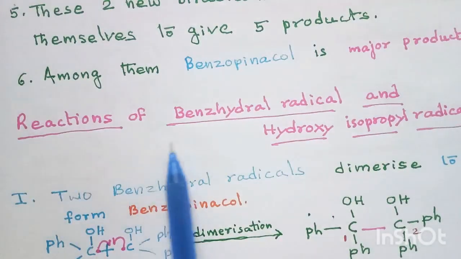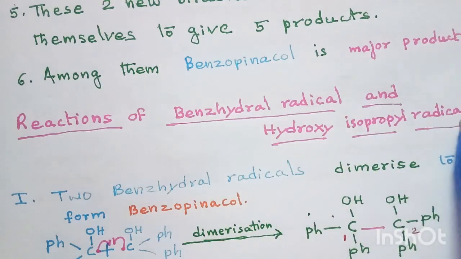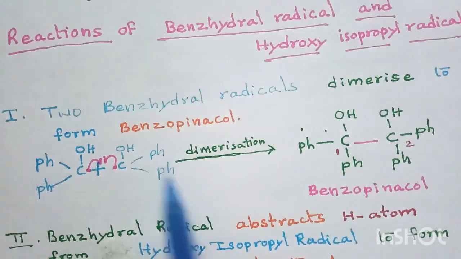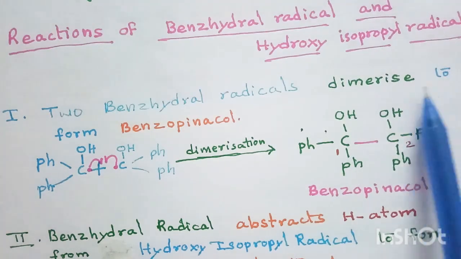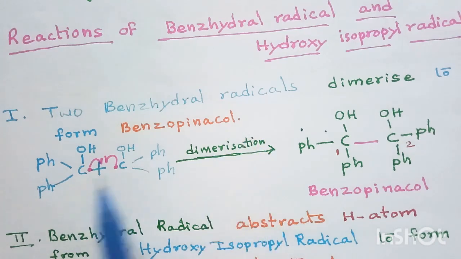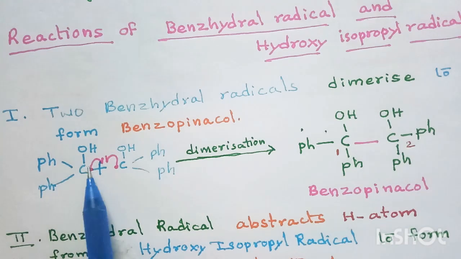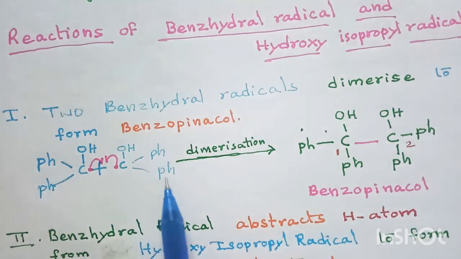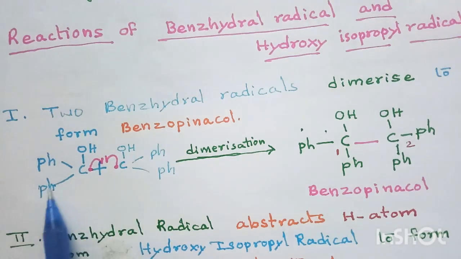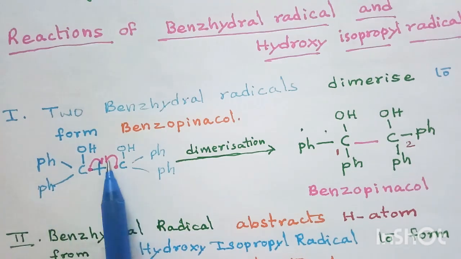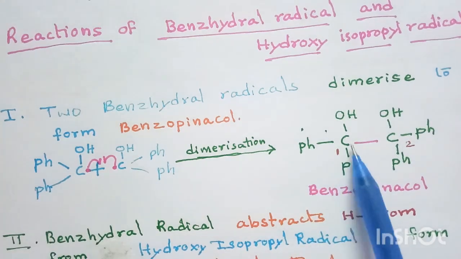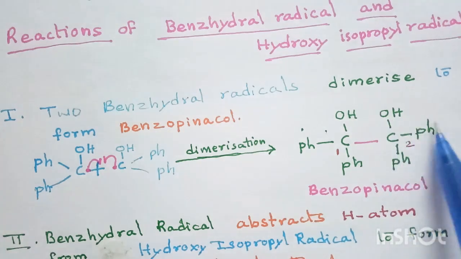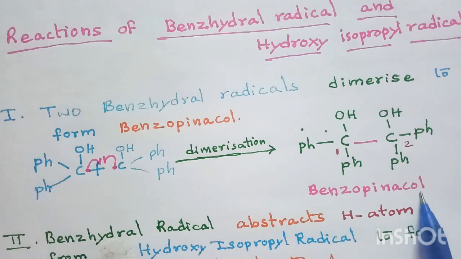Let us see the reactions of benzhydrol radical and hydroxy isopropyl radical. Firstly, two benzhydrol radicals dimerize or combine to form benzopinacol. Ph2C-OH radical and another Ph2C-OH radical. These two are benzhydrol radicals. They dimerize or combine. These two radicals will join to form a new bond between them. So this is Ph2C(OH)-C(OH)Ph2. This is benzopinacol.